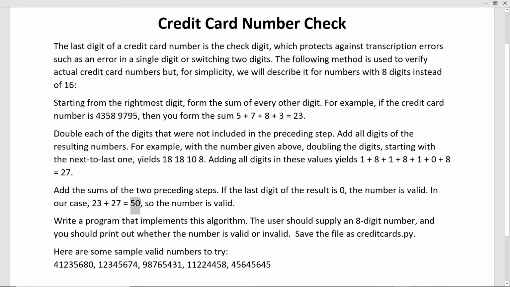This is where the magic happens. When you get this total, all you have to do is check the last digit. You may have 2 digits or 3 digits, depending on the total number of card digits. You check the last digit. If that digit is 0, then it is a valid number. If it's anything other than 0, then it is not a valid number. That's all you have to do for this assignment.